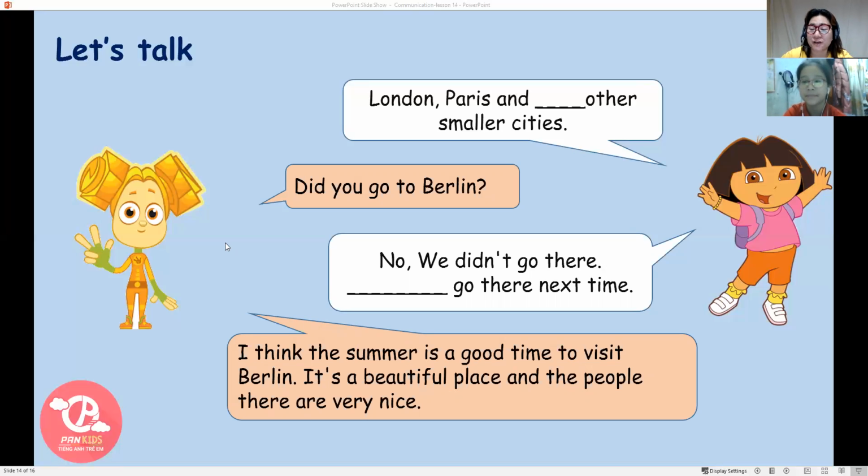Okay, so Ruby, since summer is fast approaching, where do you want to go with your family in Vietnam for summer? Do you have any idea of a vacation place that you and your family want to go to? Where do you want to go for summer?